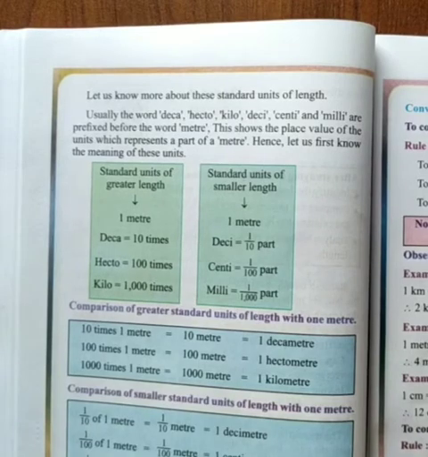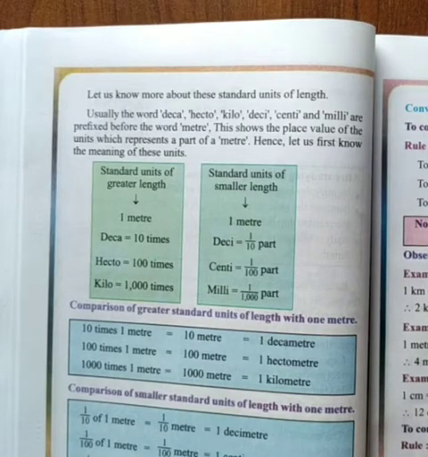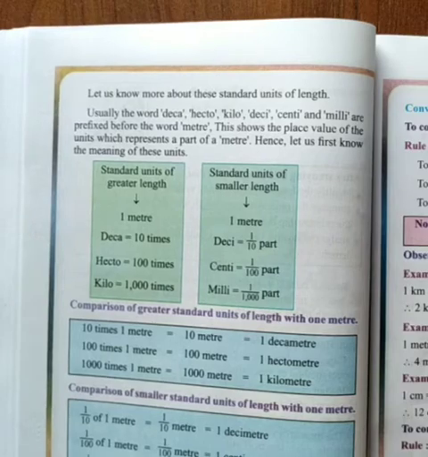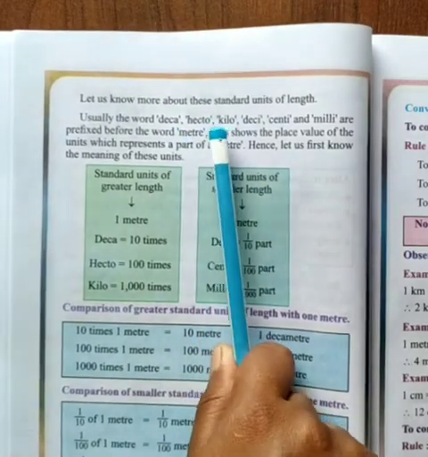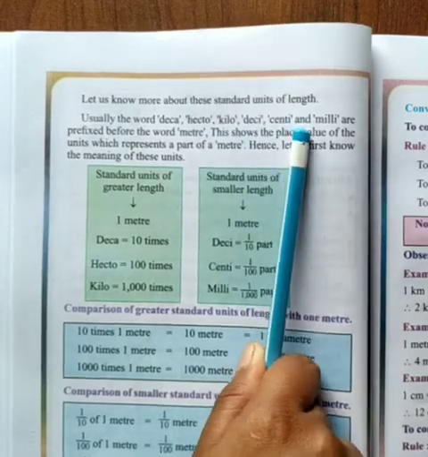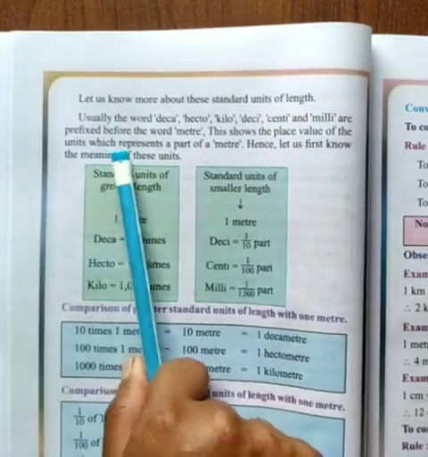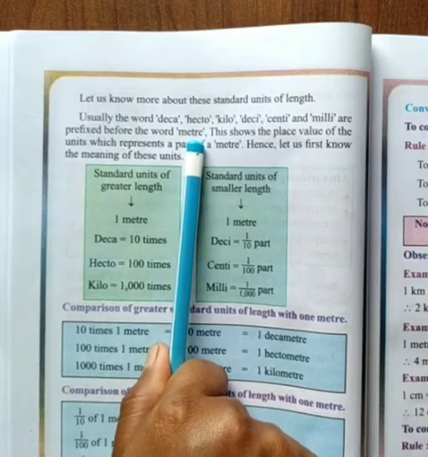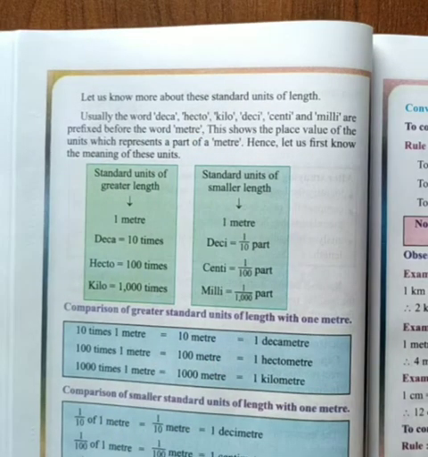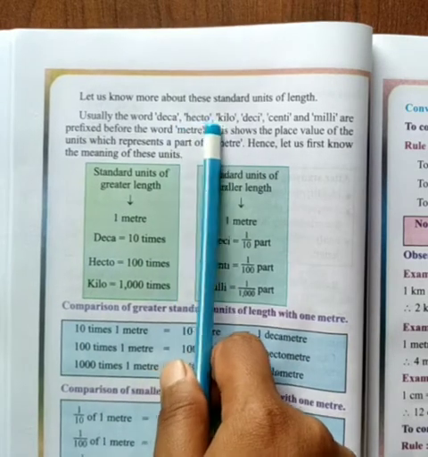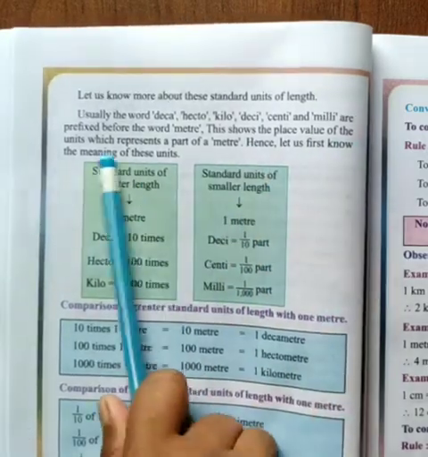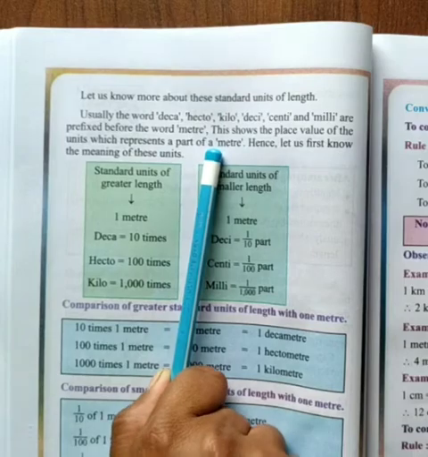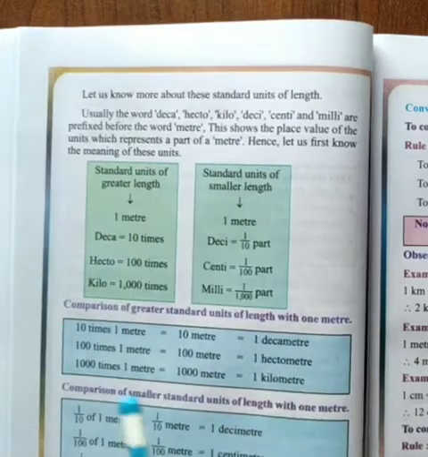Okay. Next we will see, besides the meter, some other standard units of length. What are they? Usually the words deca, hecto, kilo, deci, centi and milli are prefixed before the word meter. Suppose meter is in the middle. Whatever is above or below the meter, these are the words. This shows the place value of the unit, which represents a part of a meter. We will know the meaning of these units.